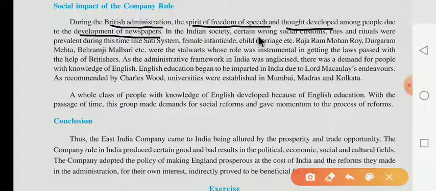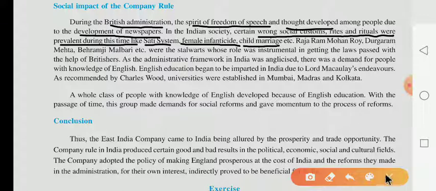In Indian society, certain wrong social customs, rites and rituals were prevalent during this time. Now what happened there? During this time in Indian society, certain wrong social customs, meaning samajik rit rivaj, our rites, meaning sanskar, and our rituals, meaning religious rites and customs, were all prevalent, which are the sati system, female infanticide, meaning bhrunhatya, and child marriage.